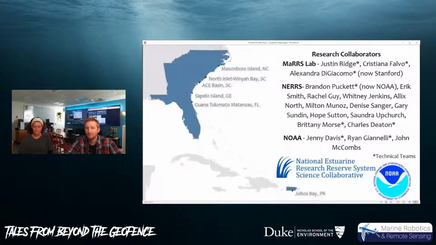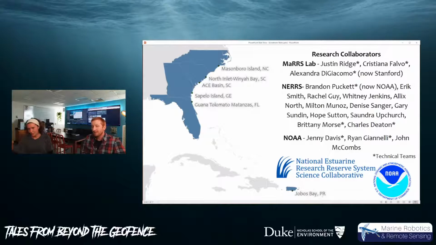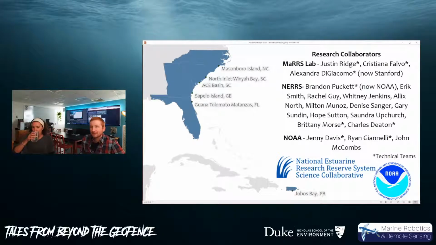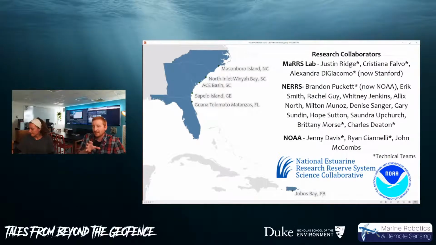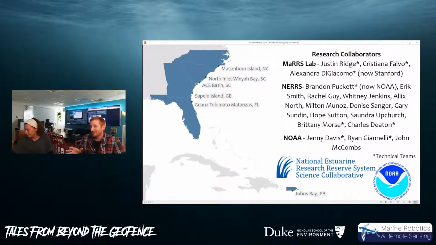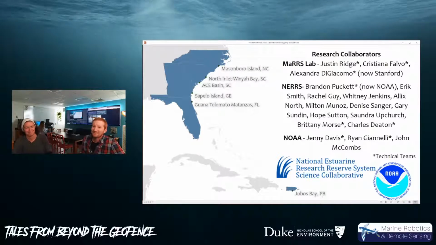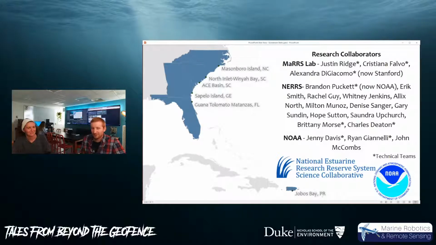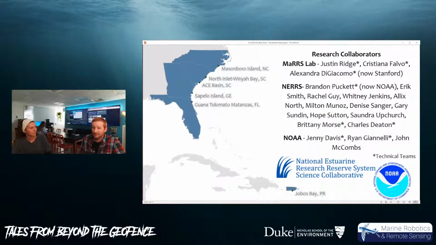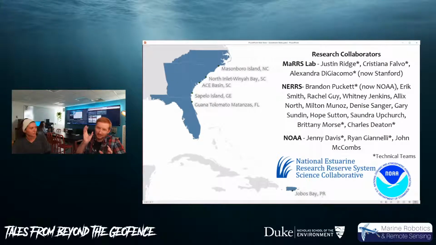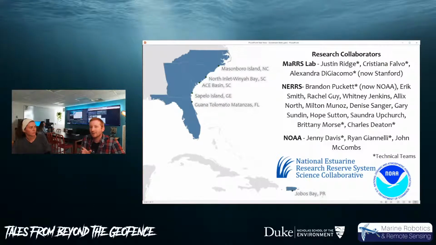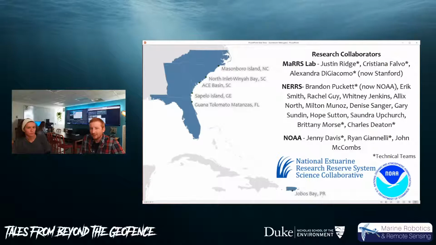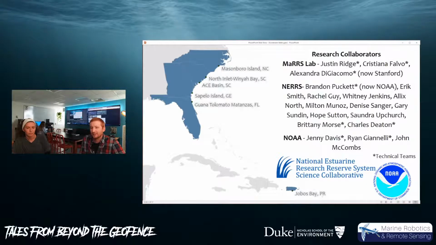So what we were doing is we were working with the NERR system. So the NERR system is the National Estuarine Research Reserve System. They are a network of research reserves that are all along the U.S. coast, and that includes the Great Lakes, and that includes Puerto Rico. And so we were working in the southeast of the U.S. and in the Caribbean with Puerto Rico as one of the project partners.